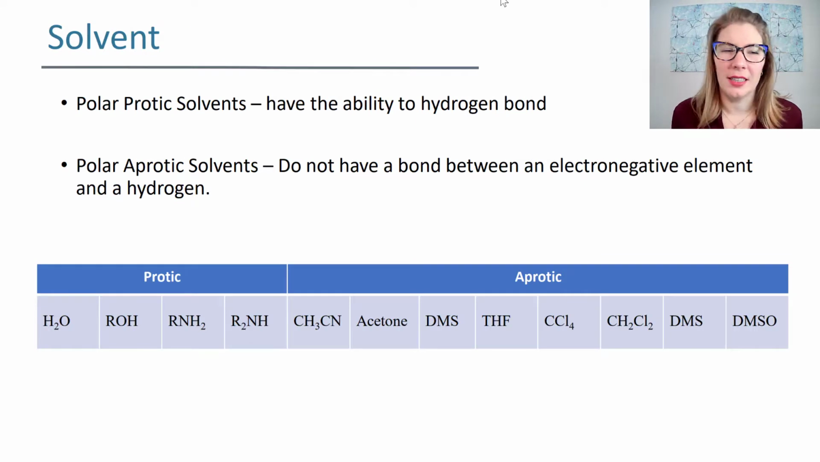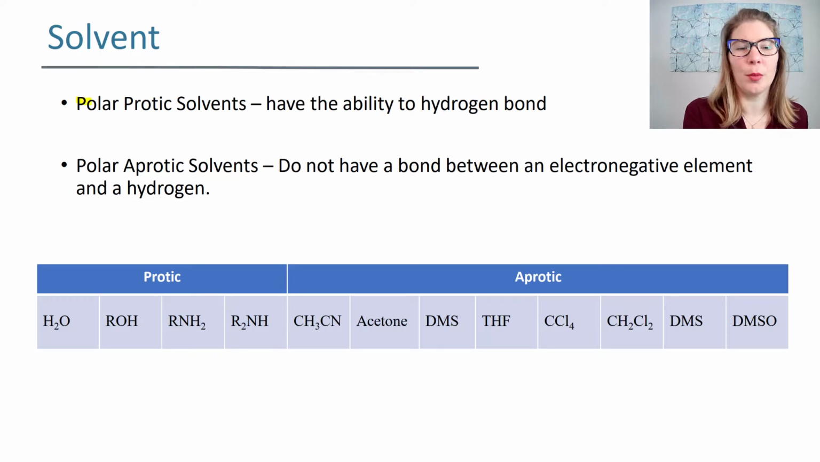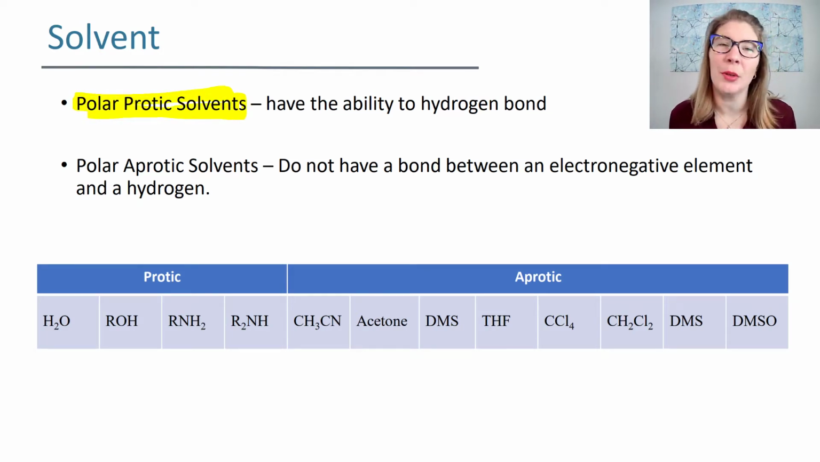The final thing to consider is solvents. Solvents make a bigger difference than you realize. There are two classifications of solvents. There are polar protic solvents. So these are polar solvents that have the ability to hydrogen bond because they have an electronegative atom attached to a hydrogen, right? So they have an OH, NH, or FH bond.